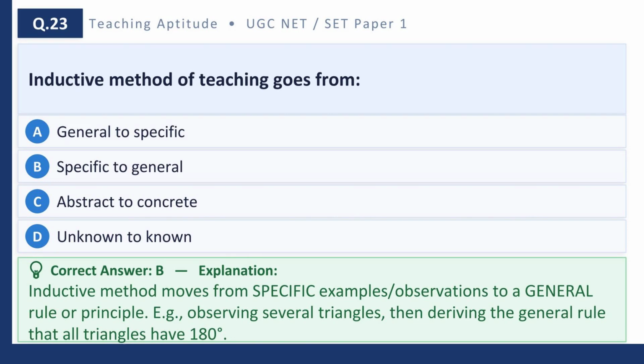The inductive method of teaching is a powerful tool where we move from the specific to the general. By observing specific examples first, students can eventually derive a broader rule or principle. For instance, after looking at several different triangles and measuring them, a student discovers the general law that all triangles equal 180 degrees.